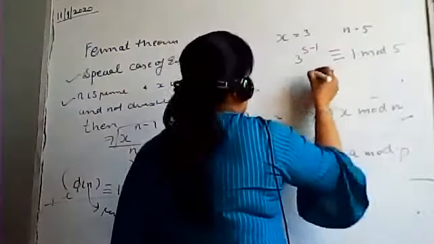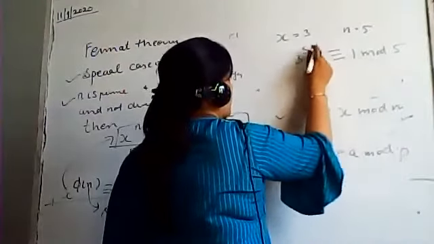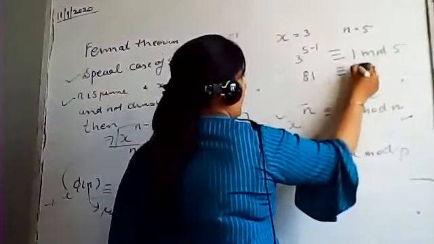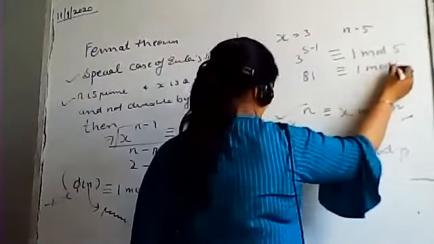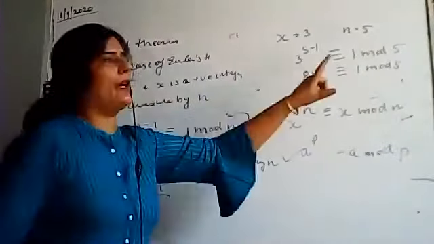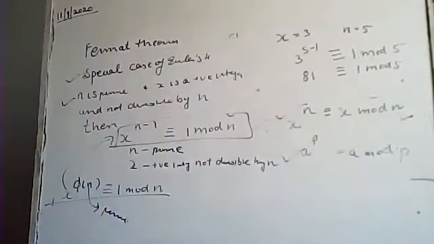So what answer will we be getting? 3 raised to power 5 minus 1, that is 3 to the 4, which is 81, congruent to 1 mod 5. So when you divide this 81 by 5, what remainder will you be getting? That is 1. Okay, so this theorem has been proved.